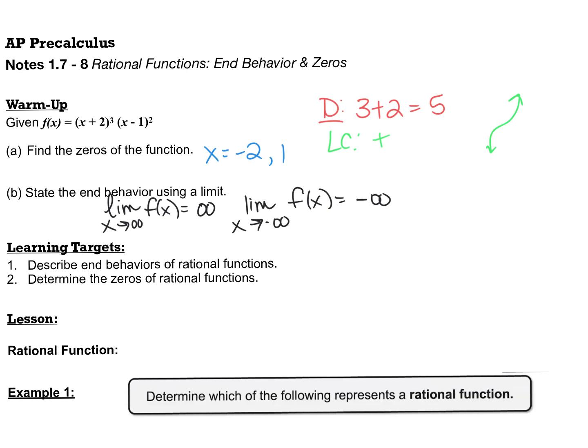All right, so today what we're going to do is take what we know about polynomial functions, what we've been working on the first half of Unit 1, and apply it to a rational function in behaviors and zeros. So exactly what we just did for a polynomial, but this time for a rational function.